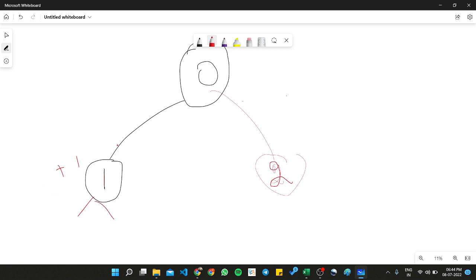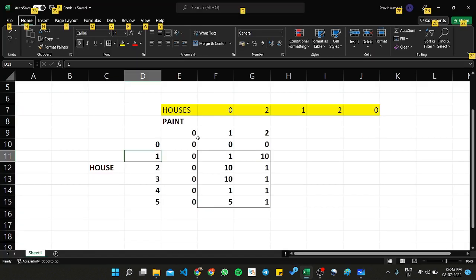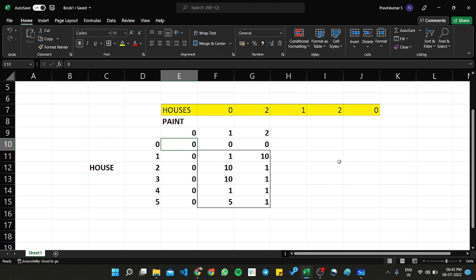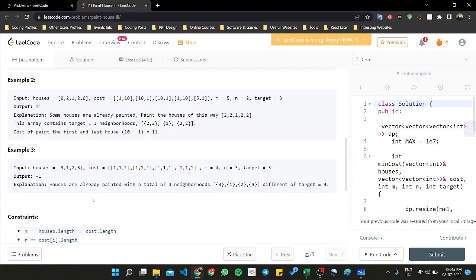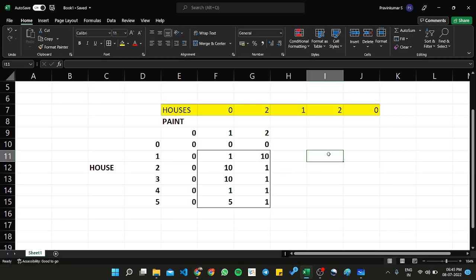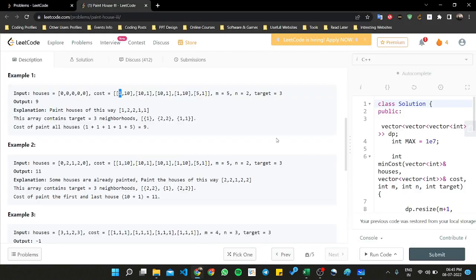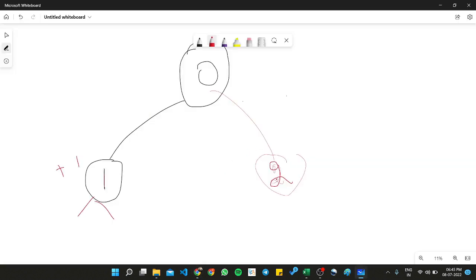The previous color is 0 and this color is 1. So our target in the second example is 3. First we need to reduce our target, because our previous color is 0 and the current color is 1. So there are two neighbors. Our target at this point is 3, and now it's reduced to 2.